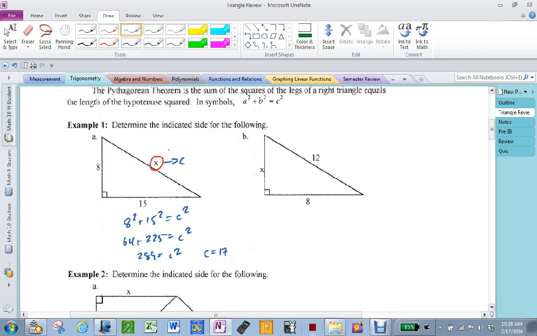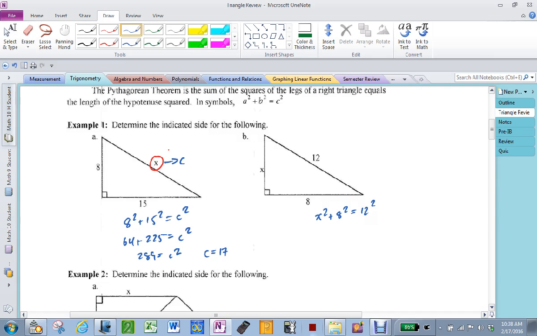Okay. Now, next one, I don't have C. Now, there's a lot of ways you can remember how to do this. You can say, I don't have the hypotenuse, so I'm subtracting. You can write out the formula, x squared plus 8 squared equals 12 squared, and then move it around. I don't care how you do it. But you do it.